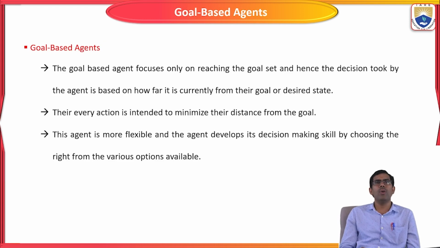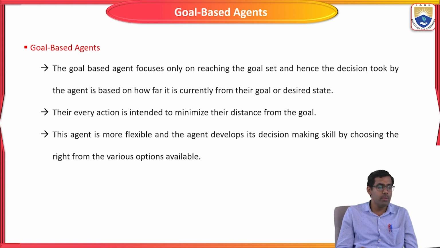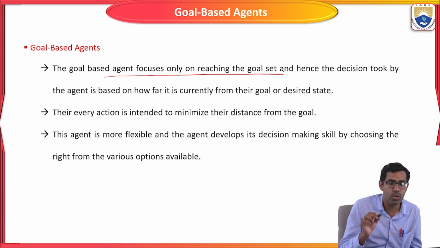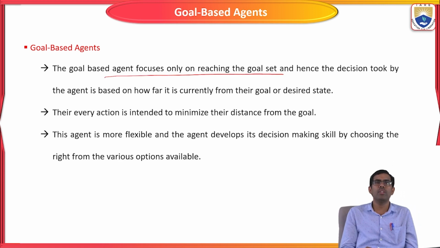The third one is a goal based agent. So what is a goal based agent? The goal based agent focuses only on reaching the goal set. The name itself has the meaning: goal based. We are going to set one goal. For example, after completion of your schooling, we have so many options, right? Engineering, doctorate, art and craft, safety engineering, various fields are all there.